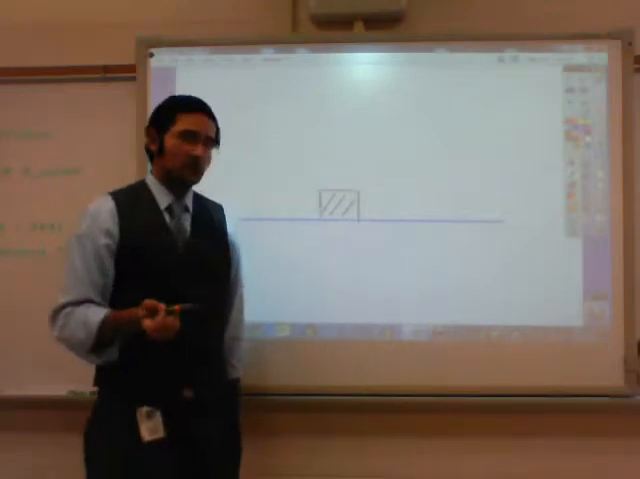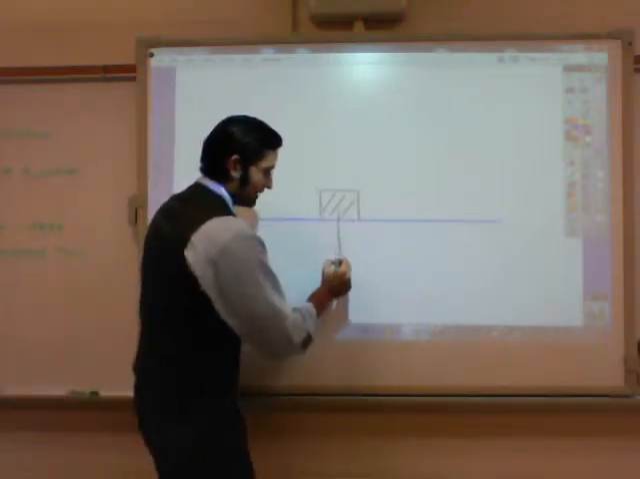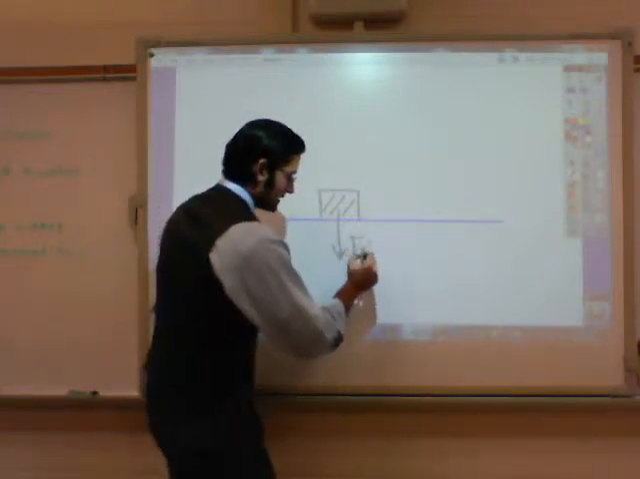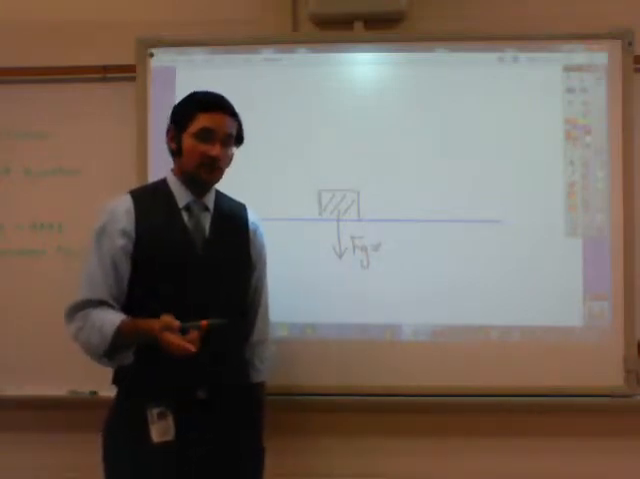The force of gravity should be the first force you always draw in any of your diagrams. The force of gravity will always push downwards. And the force of gravity is calculated by taking the mass of the box and the acceleration of gravity.